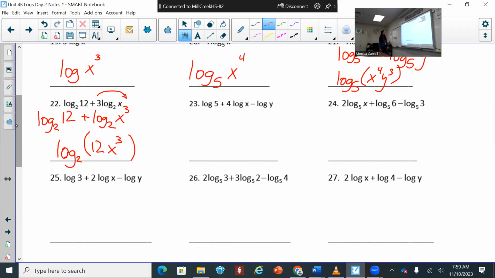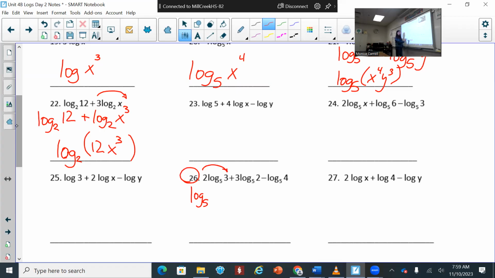Actually, which one? This one. Let's work with 26. This 26 might be a little more difficult than the other one, so let's try that one together. Where's the 2 going? The first 2 in front of log. Log base 5, yes. Of what? This first term, log base 5 of what? The 2 becomes the exponent on the 3.